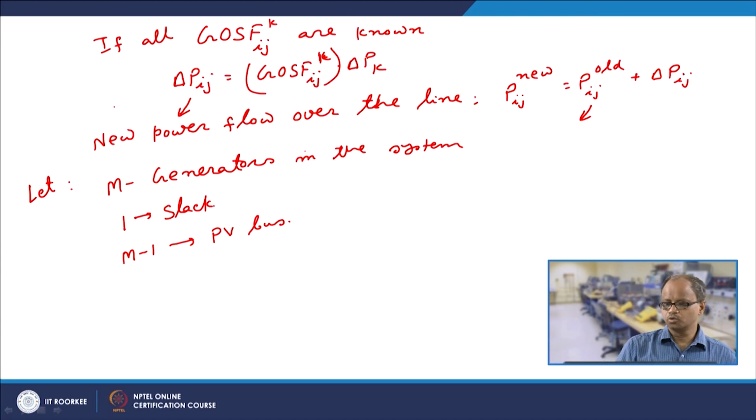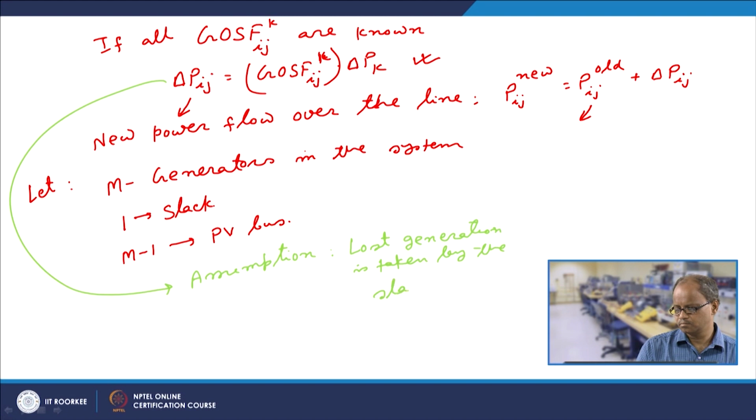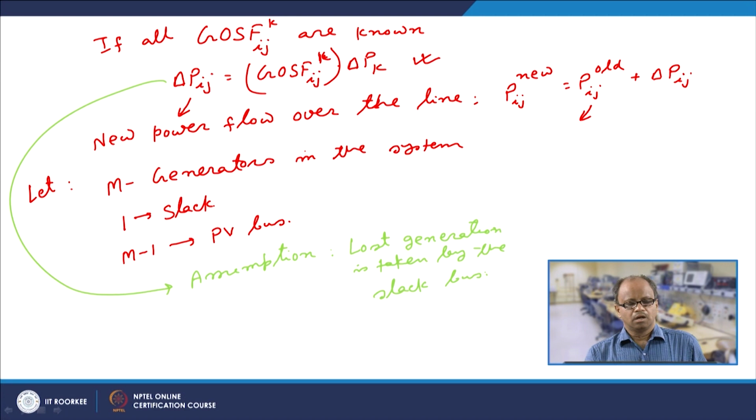Now, in this case what do we do? In this expression it is assumed that the lost generation is totally taken by the slack bus. That is the assumption: that the lost generation is taken by the slack bus. We take this assumption because our slack bus is the highest rated bus, or rather our slack generator is essentially the highest rating generator.